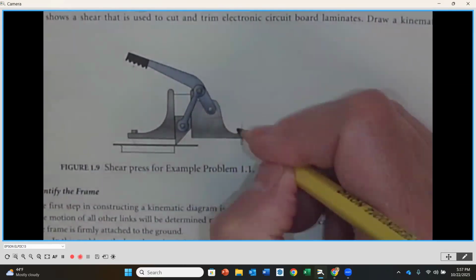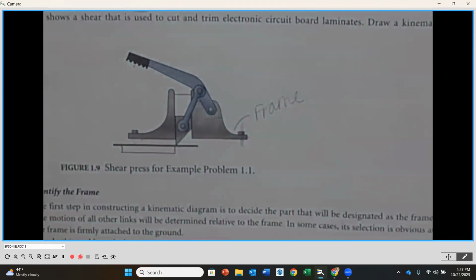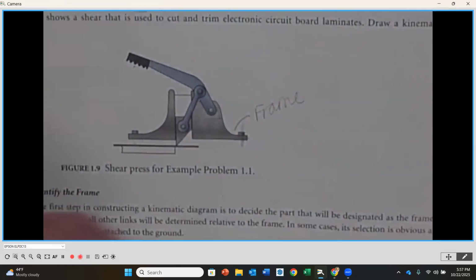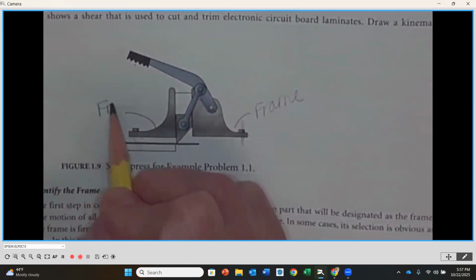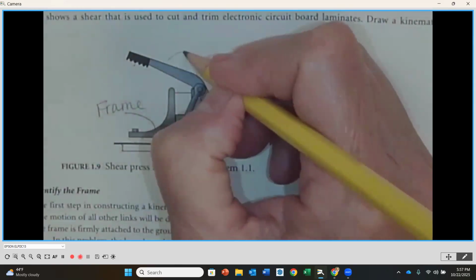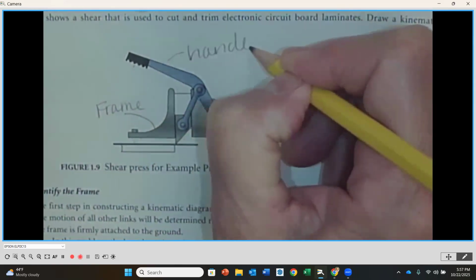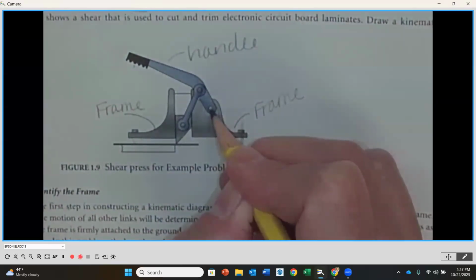All right. So this is a frame member, because that is not going to move. We can also see on the other side a mirror image of a similar piece. This is also a frame member. That's not going to move. So our handle, I'm going to call this the handle, is connected to the frame at this point right here. That's where it pivots around.